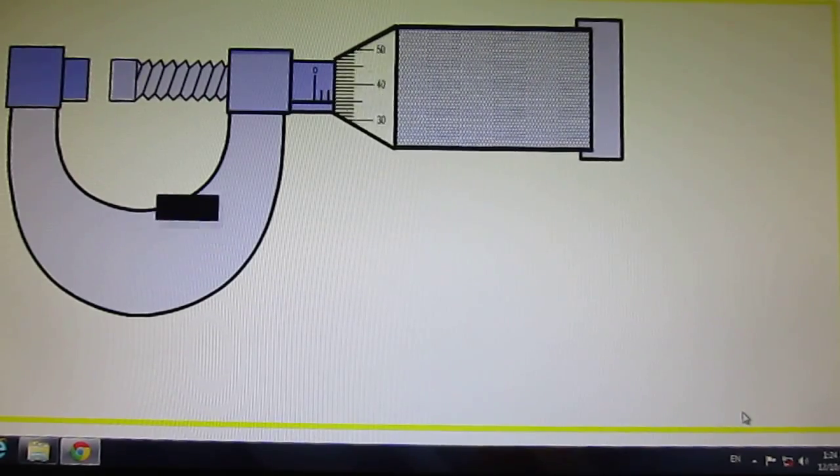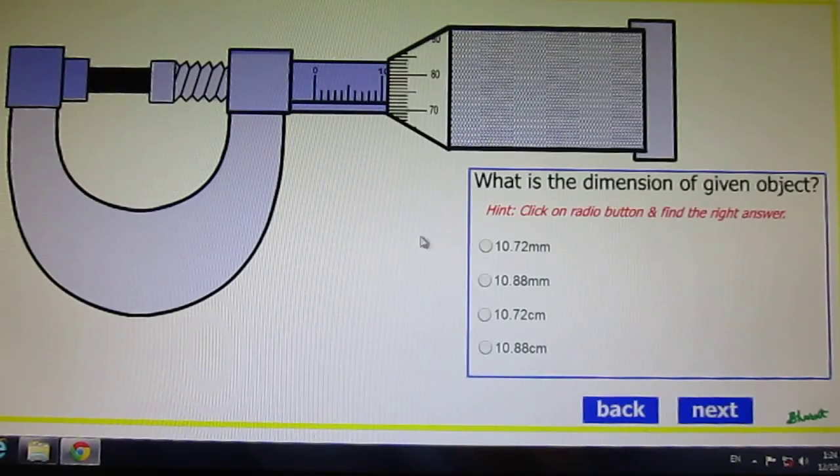Let us do much more practice. What is the answer? You can say 10.72 millimeter, 10.88 millimeter. These are the options. 10.72 centimeter is the wrong answer. Why? We have a calibration of millimeter scale, so our answer will be in millimeter. So 10.72 millimeter is the right answer. Yes, the 72nd division is aligned with the baseline.